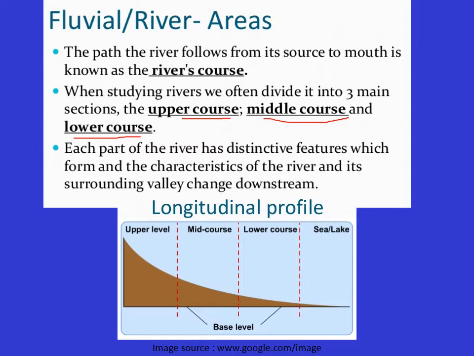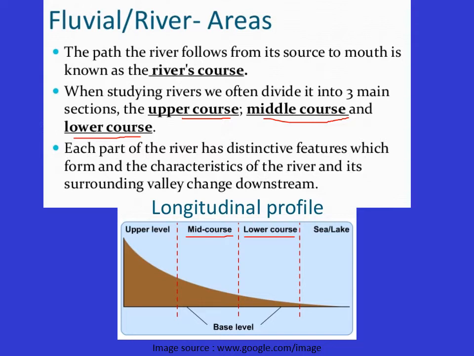Now, these upper course, middle course, and lower course are also named with another name. The upper course is known as the young stage, where the energy condition of the river is very high because the change in gradient is very sharp with minimum lateral displacement. The middle course is known as the mature stage. And the lower course, where the energy of the river is extremely low, is known as the old stage. So the young stage is the mountainous portion, the middle course is the mature stage, and the lower course is the old stage.